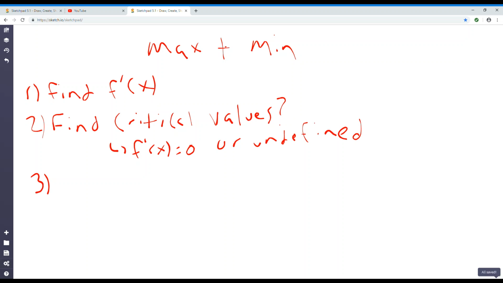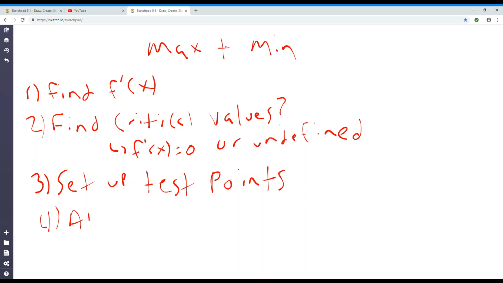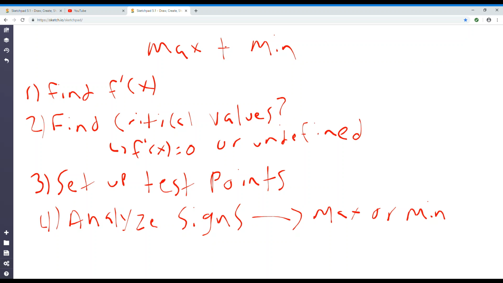Number 3, we're going to set up our test points. So we're going to take our critical values, we're going to take a value below it and a value higher than it. And then our fourth step, we're going to analyze it. We're going to analyze the signs of our test points. Negative is decreasing, positive is increasing. We're going to analyze that, and then hopefully we can determine our max or our min.